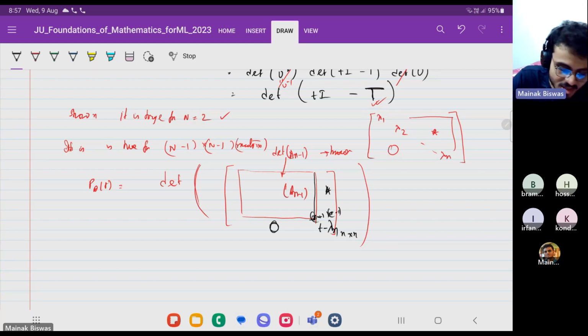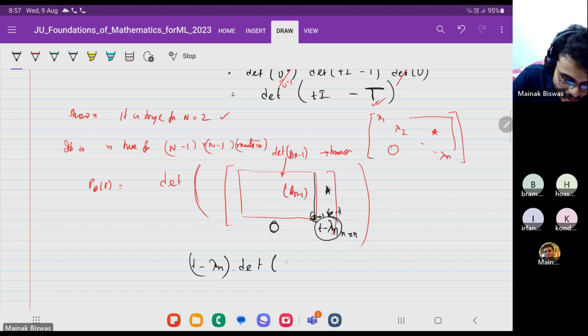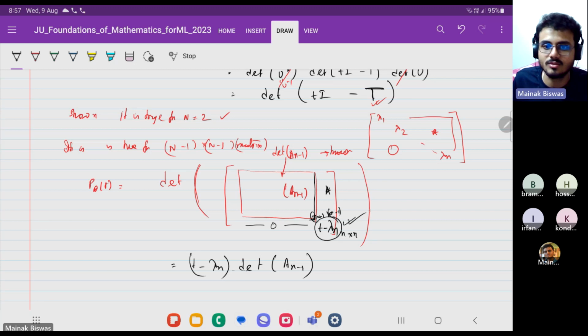Now I can easily calculate the determinant, right? I can just take this T minus lambda n, which I was not able to do before, into determinant of A n minus 1. This is the determinant of A. Do you agree? Yes. Others, is it okay? So the last row is 0. So I will just expand about this. So Schur's make it so easy for me.